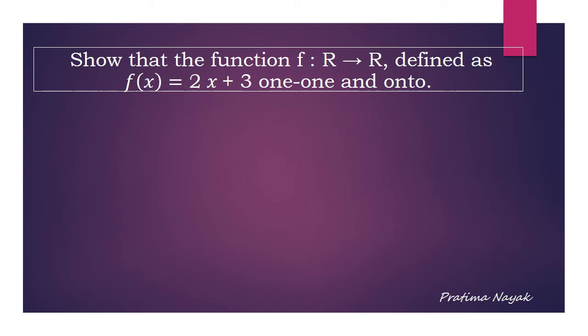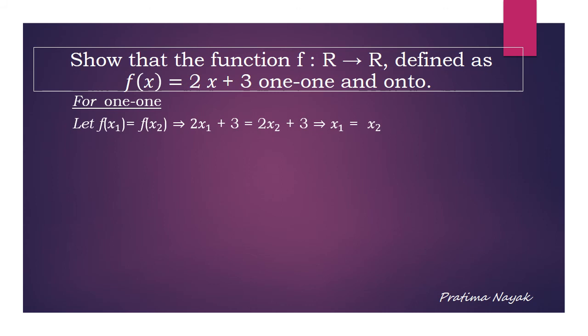Next question. Show that the function f defined from real numbers to real numbers, defined as f of x is twice x plus 3, is one-one as well as onto. Now we'll go for one-one. In the same way we'll proceed. Let f of x1 is equal to f of x2 implies that twice x1 plus 3 is equal to twice x2 plus 3. This implies that x1 is equal to x2. 3 cancels, 2 cancels. So f is one-one.